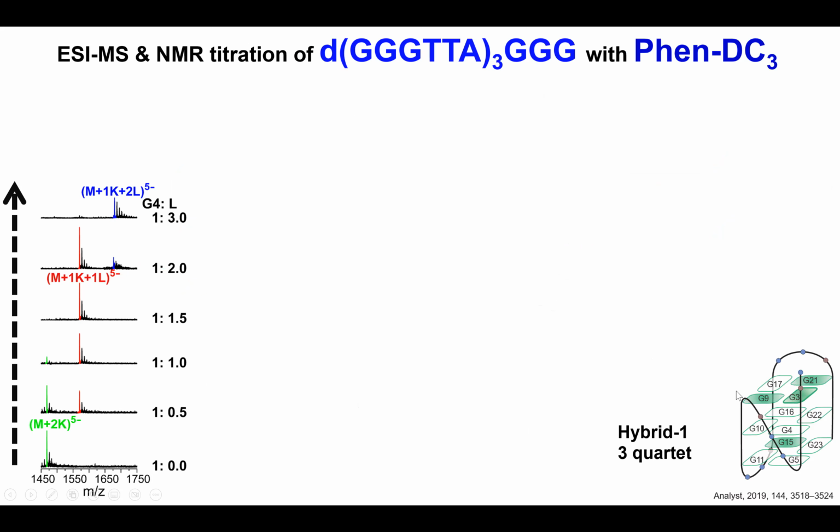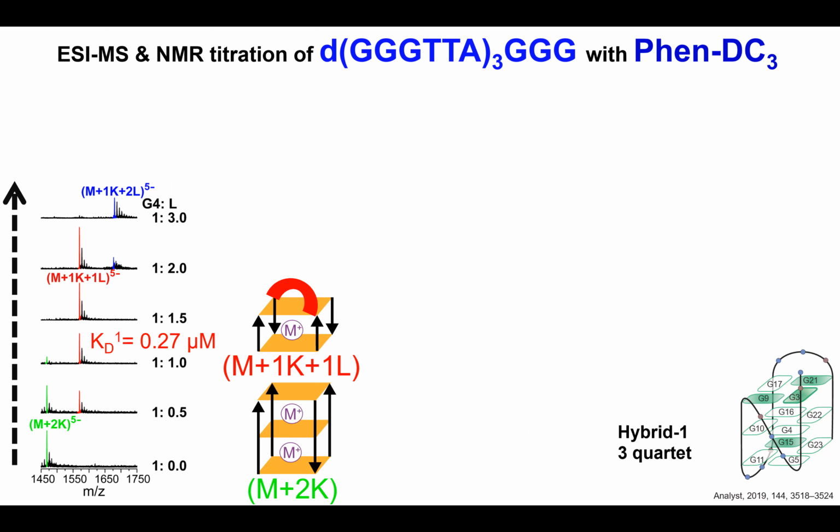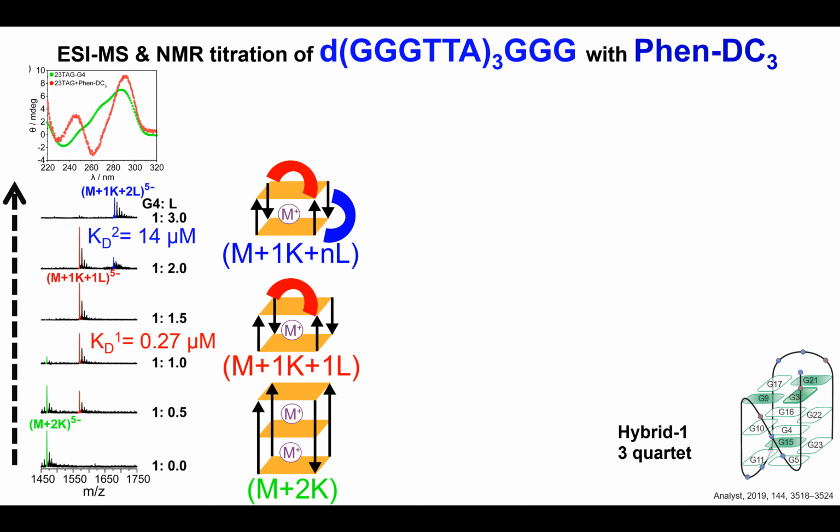We did the same titration in mass spectrometry and in NMR. We observe the initial structure is a 3-quartet conformation stabilized by two cations, and when we sequentially add the ligand, we observe a new peak appears. This new peak contains only one cation, which means the structure is defined: there are 2 quartets, 1 cation and 1 ligand. And upon prolonged addition of the ligand, we observe that more than one ligand binds to the quadruplex.